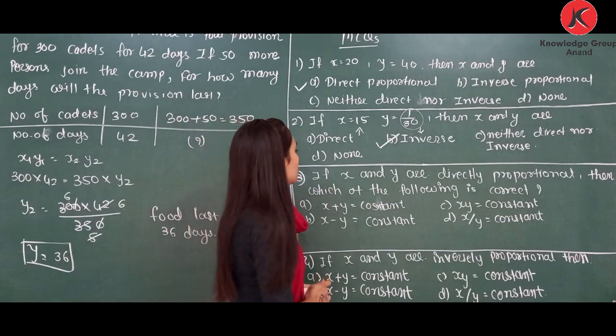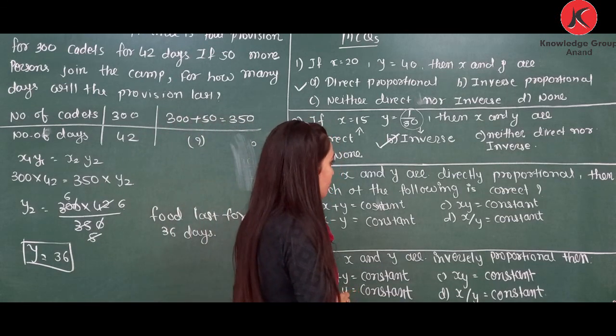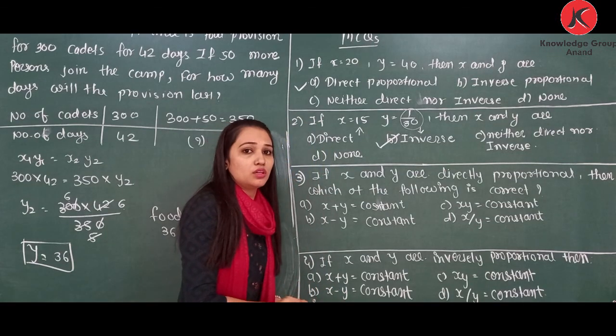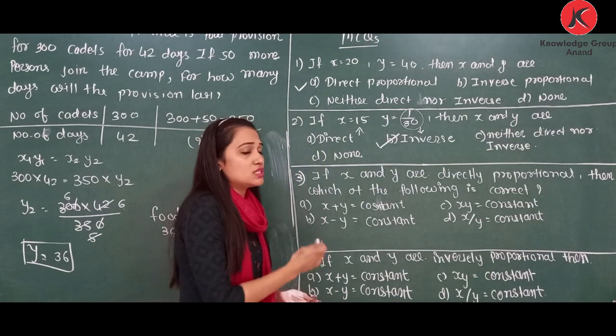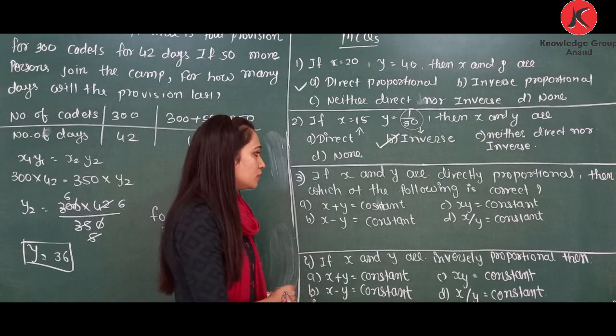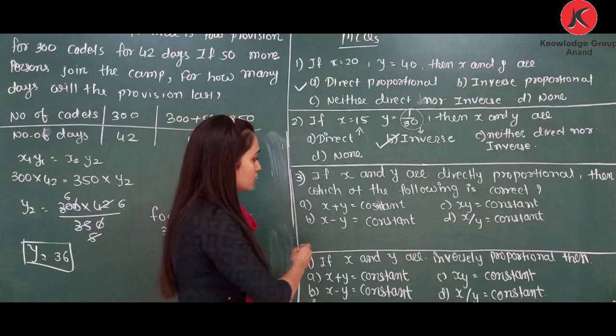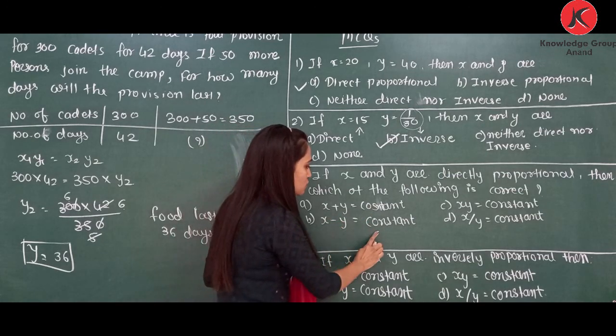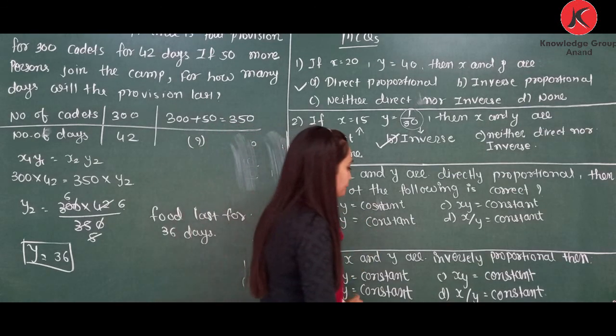Now next one, if x and y are directly proportional, then which of the following is correct? If it is in direct proportion, this kind of question can be asked as a blank. x and y are directly proportional, then which one is correct? x plus y is equal to constant. x minus y is equal to constant.